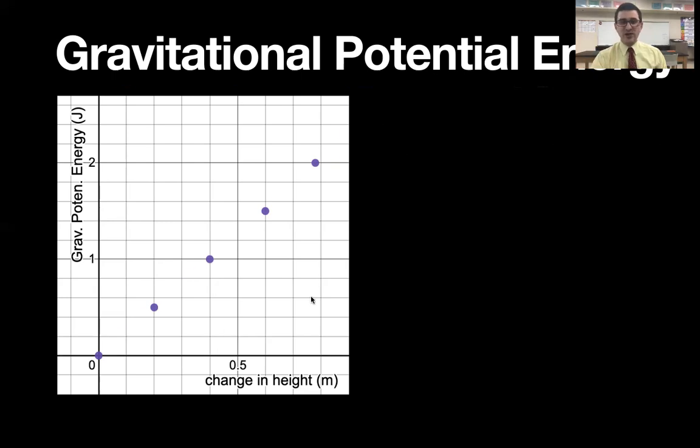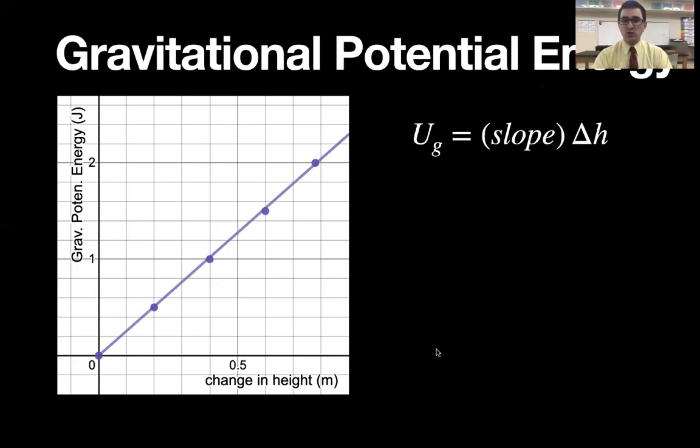So don't forget to draw your line of best fit, and then we can write the equation for gravitational potential energy. So gravitational potential energy, y equals mx plus b, equals some slope times the change in height, and then plus 0. So that's good too. And so now the last thing that we have to do in this video is to figure out, well, what is the meaning of that slope?